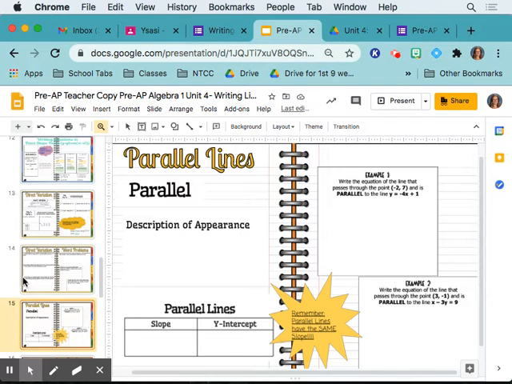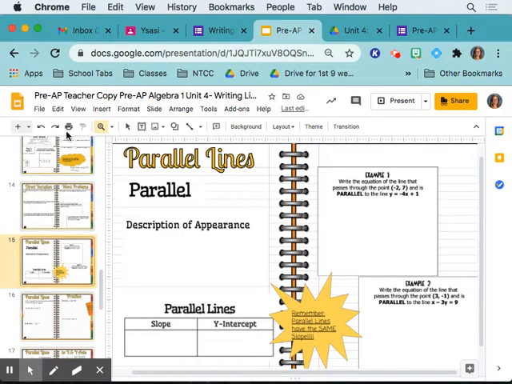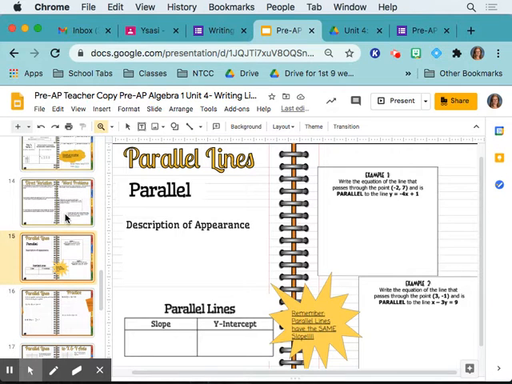We are skipping slides 13 and 14 for now. We're going to come back to those after Christmas. So we are going to learn about parallel and perpendicular lines.